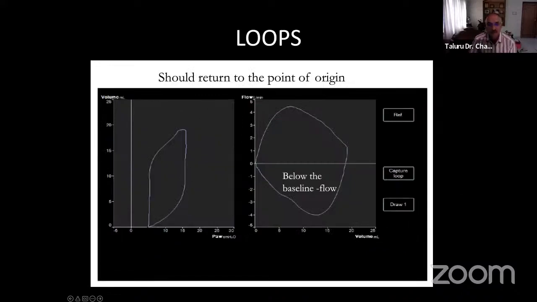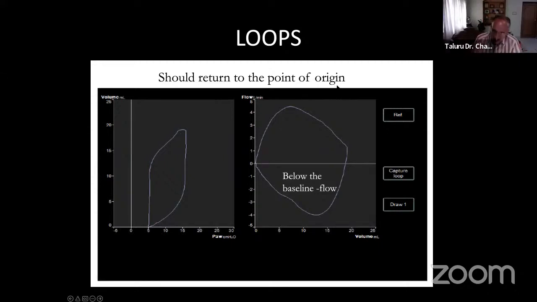See here, again, it starts from here. It will go inspiration, then it will come back. If it doesn't come back, there is always a pathology. Here also, it goes like this, then expiration, it has to come back. You have to remember, see, there is a representation below the baseline. So this has to be flow. Then there is only volume. Volume is common to both. So flow versus volume and pressure versus volume loops should always return to the point of origin.